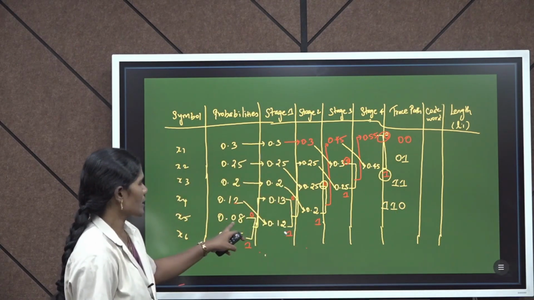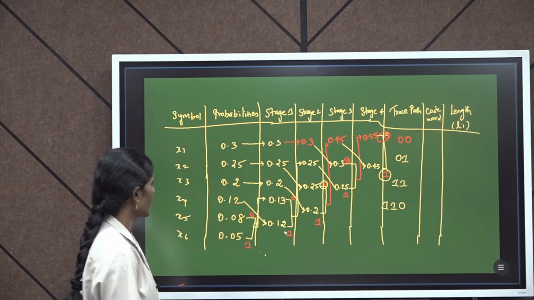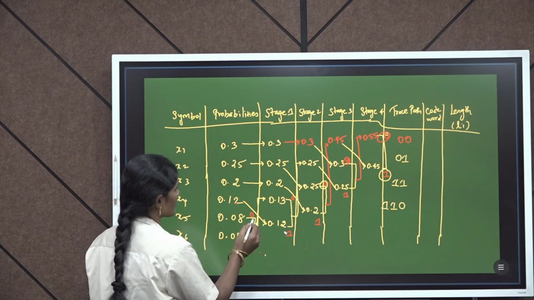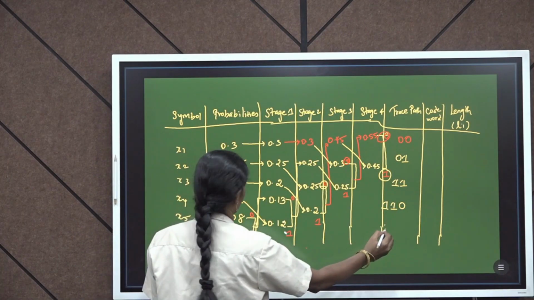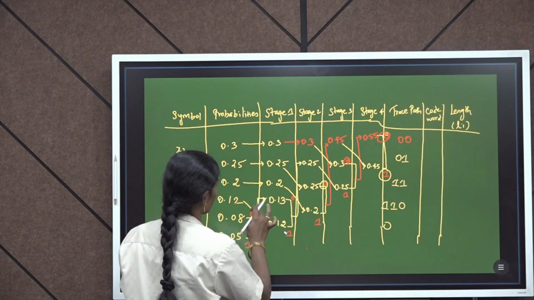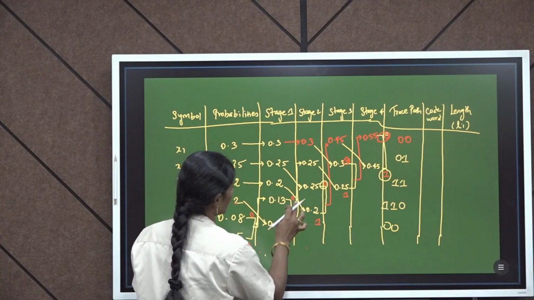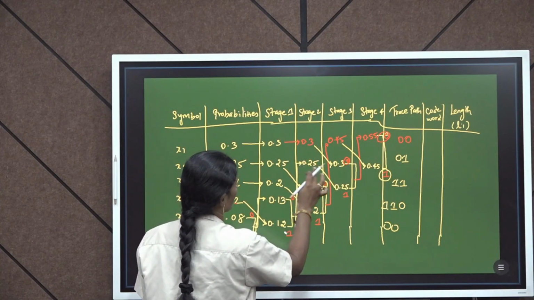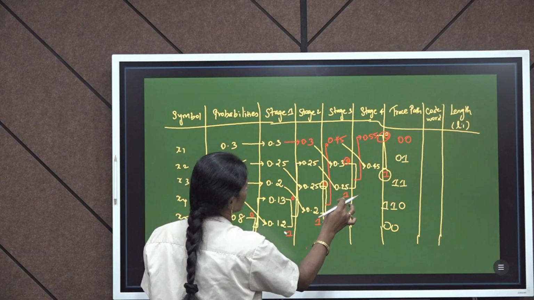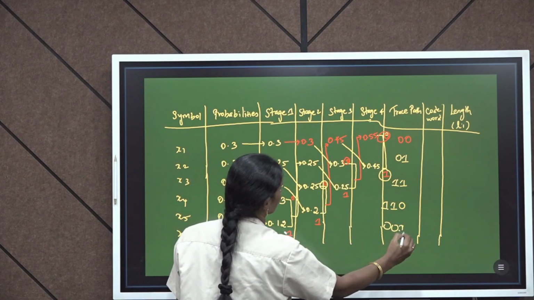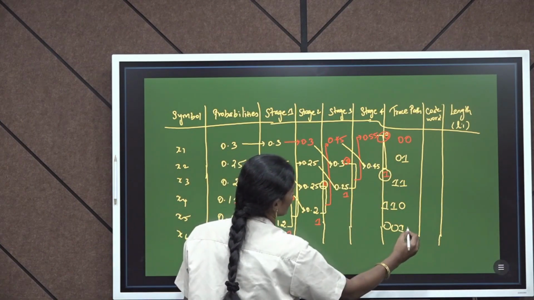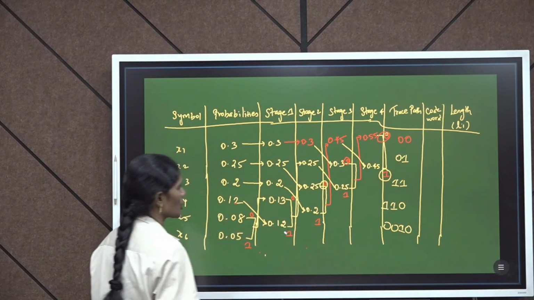Next, for 0.08 the trace path is calculated as in the first stage, 0, next again 0. In stage 2, no binary word. Next, in stage 3 it is 1. Next, the last stage it occupies 0.